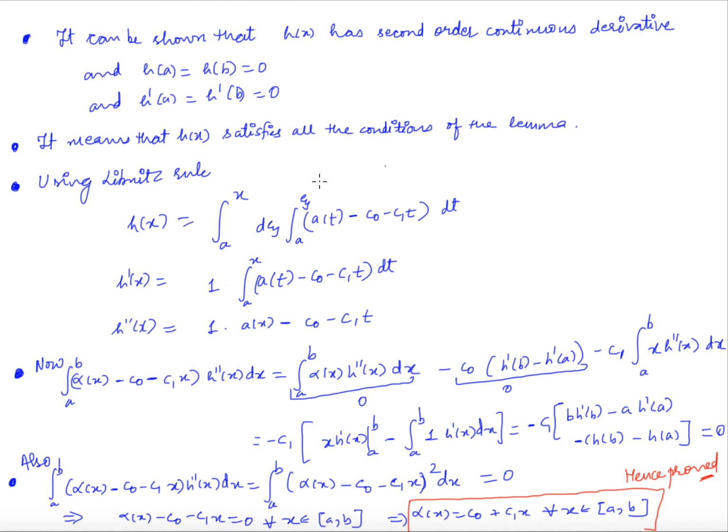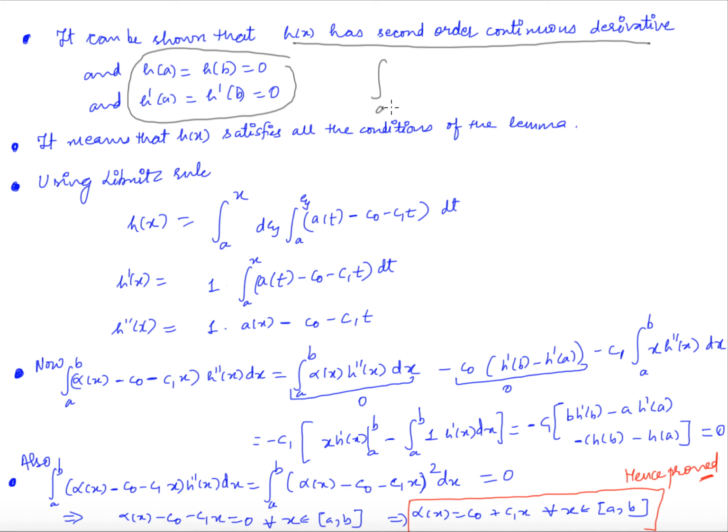Okay. So what I am saying is that it can be easily shown that h(x) has a second order continuous derivative and satisfies the boundary conditions also. You can see that h(a) = h(b) = 0, and h'(a) = h'(b) = 0, right?